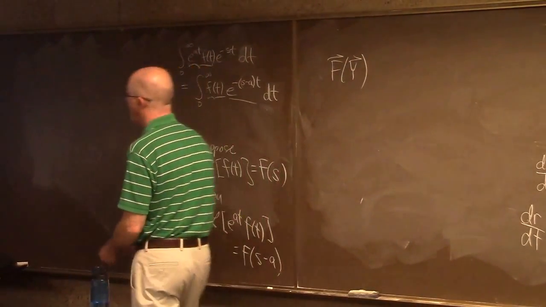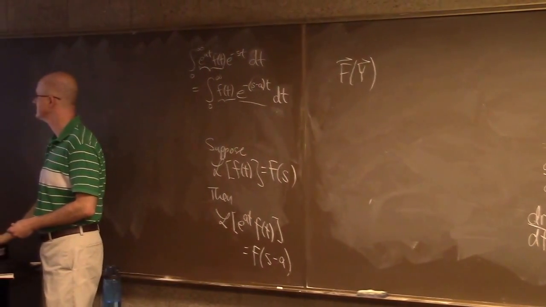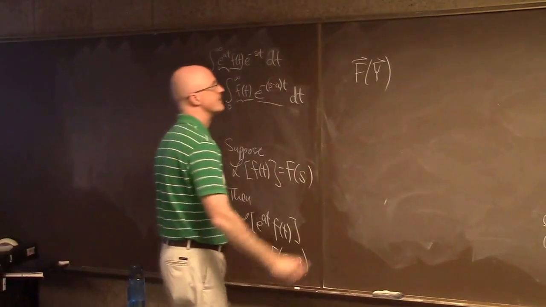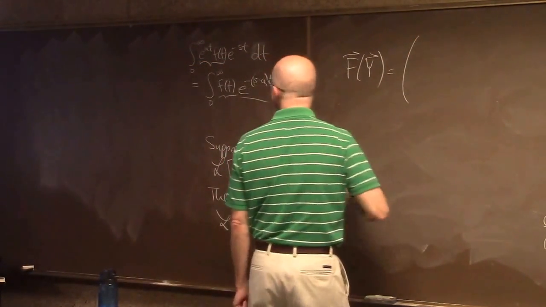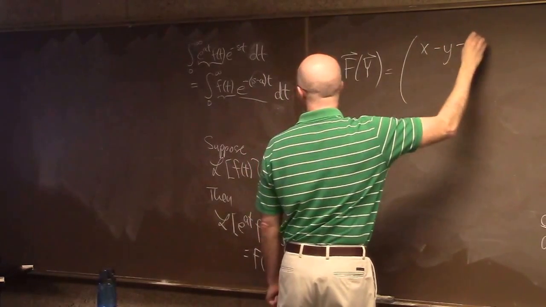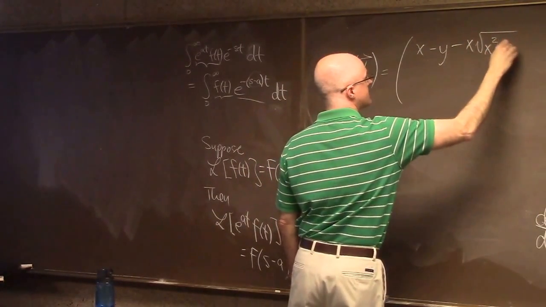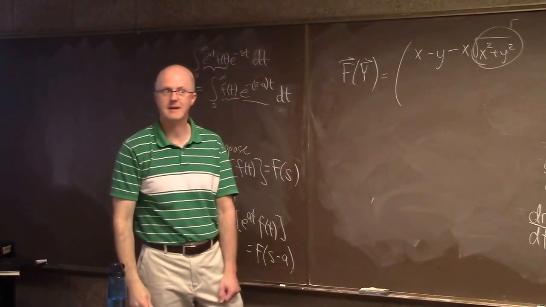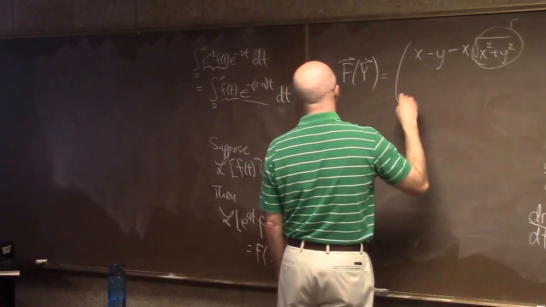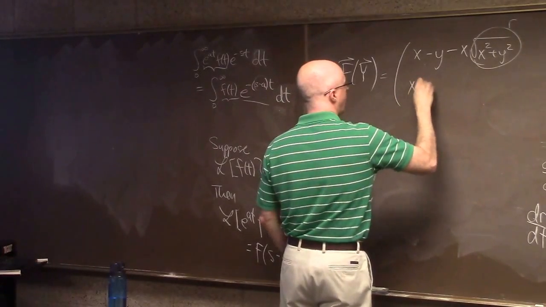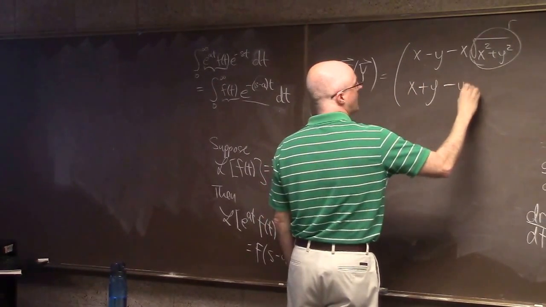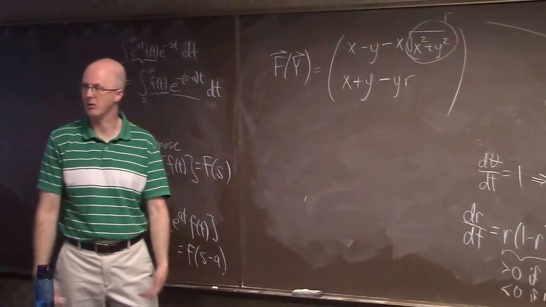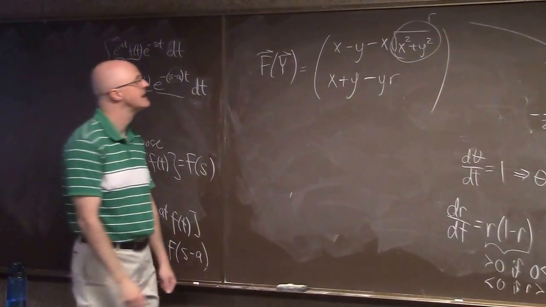What's the vector field f of x, y? In terms of rectangular coordinates, look at these equations here. It's x minus y minus x times square root of x squared plus y squared, which I think I will just replace with an r when I do the following calculation. And then the second component is x plus y minus y times r. Replacing that with an r will make the calculations a little simpler looking.